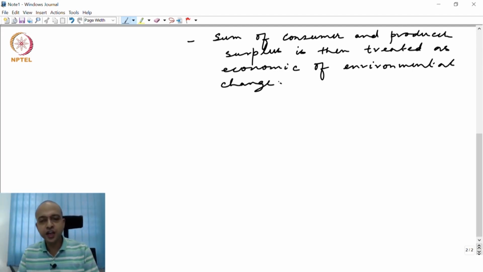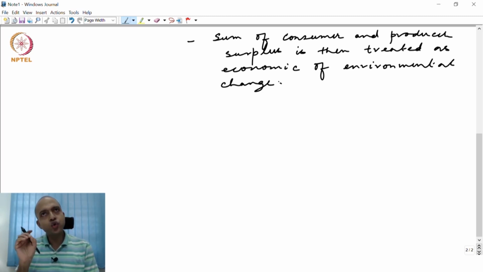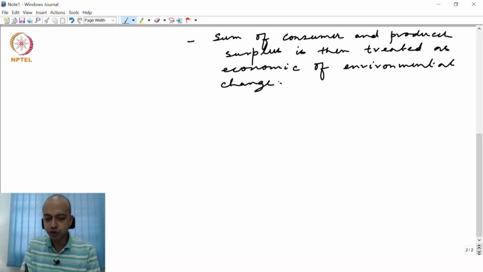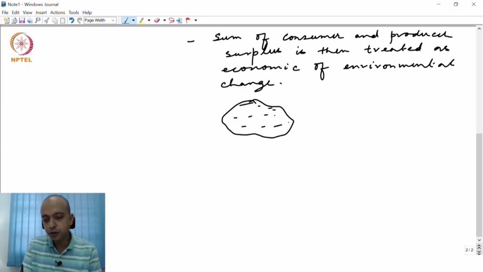Okay, so the idea is very simple. If I give an example, it would be clearer to you. Let us say that we are trying to estimate the value of a wetland through this production function approach. So this is a wetland, and let us assume that the size of the wetland is x hectare.